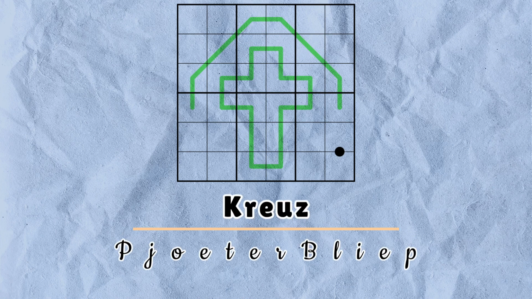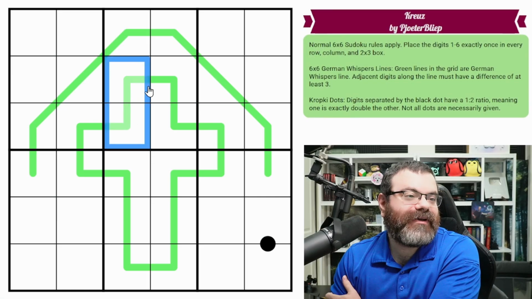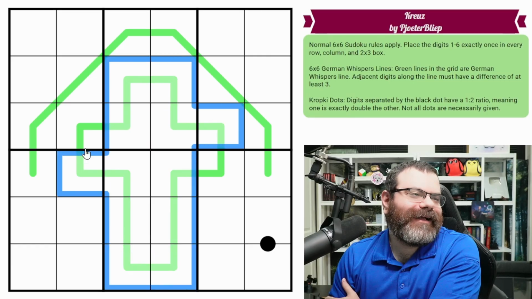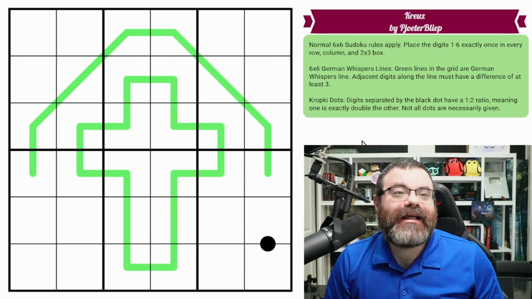Hello, let's continue our Sudoku adventure with Kreuz by PjoeterBliep. That's German for cross, and as you can see, we do have a cross in the puzzle. All right, well, let's go over the rules.